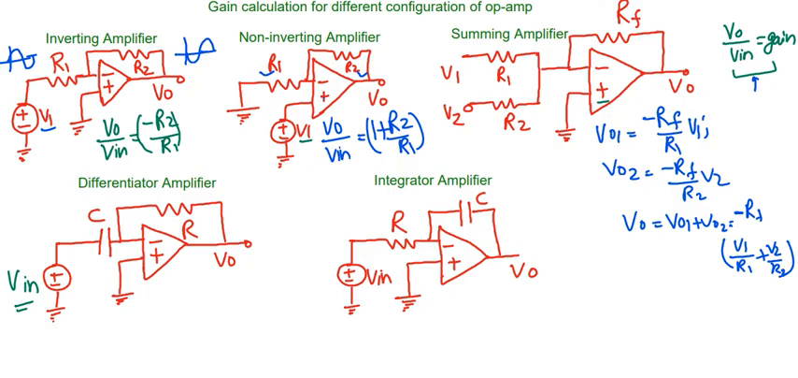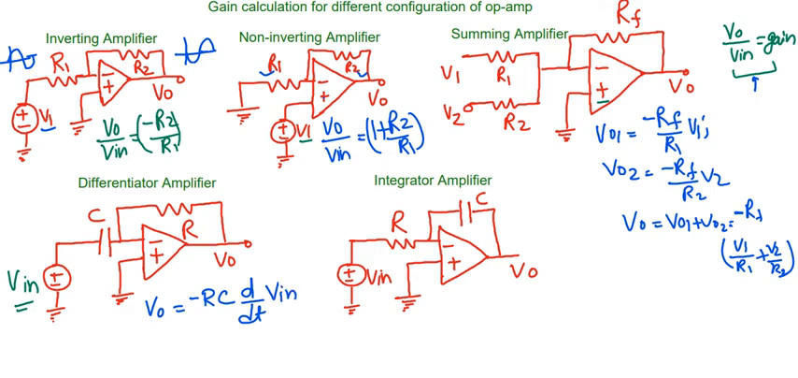The third is your differentiator amplifier, which will be differentiating your input voltage. Here we have a capacitor connected with the voltage supply and the feedback resistance is R. So the output voltage V0 will be given as minus of RC. It is again an inverting amplifier, that's why minus here. Then it will be differentiating your input voltage.